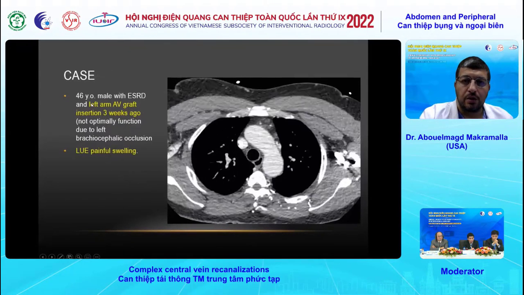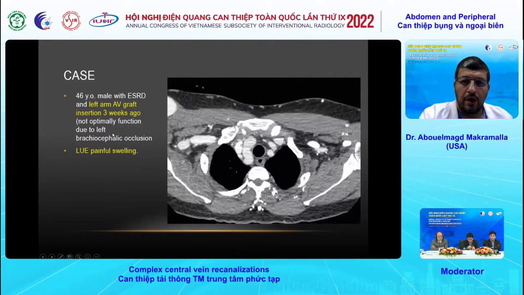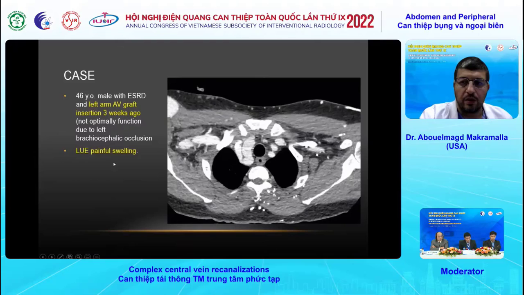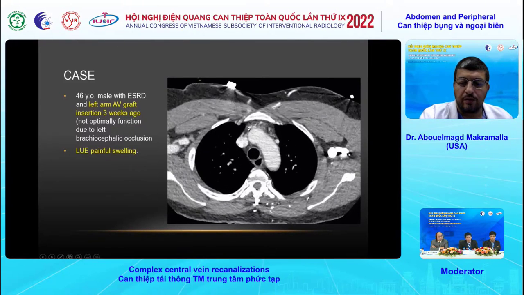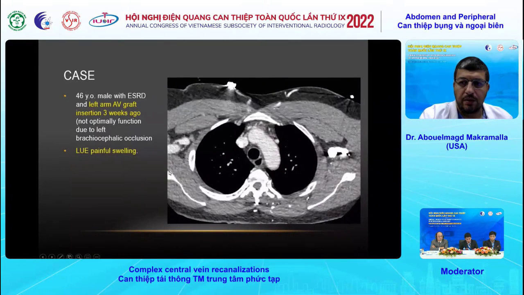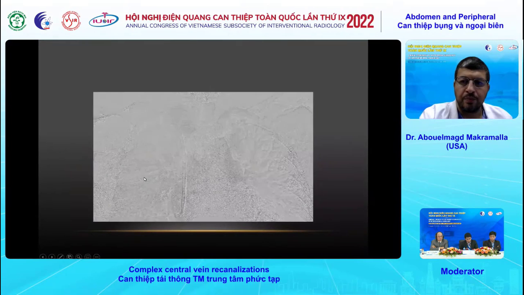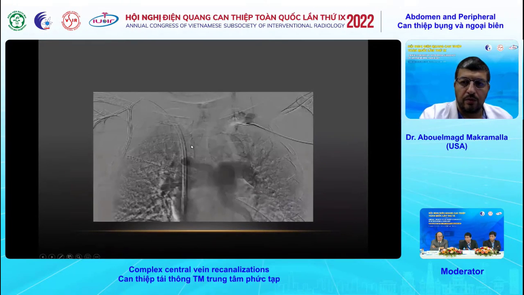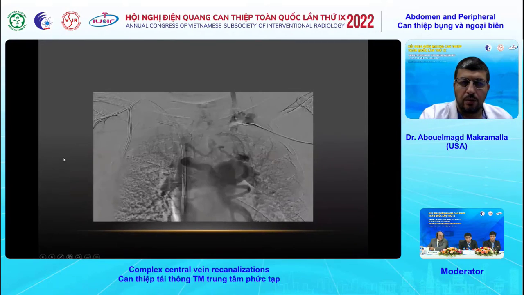This is another patient, a 46-year-old with left AV graft insertion 3 weeks ago, and then developed painful swelling of the left upper extremity after the graft was placed. And you can see the left brachiocephalic vein is totally occluded on the left, which explains the upper extremity swelling with multiple dilated collaterals, and that's the occlusion. So we brought the patient for a venogram, and as you can see, the patient had the right dialysis catheter because of the swelling.